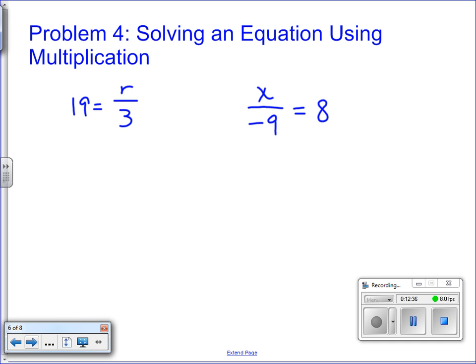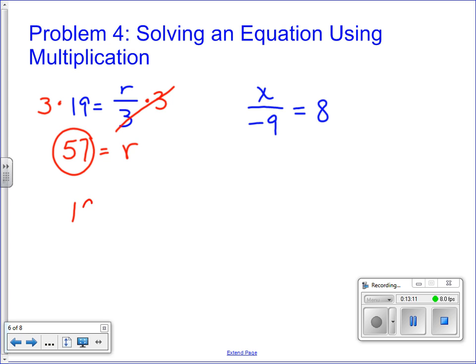Problem 4. We're going to use the final property of equality, the multiplication property of equality, to solve these two equations. What we notice here is that the variable is being divided by 3. So to undo that, we're going to multiply each side by 3. 3 divided by 3 is 1, and 1 times r is simply r. 3 times 19 is 57, which would be our answer.